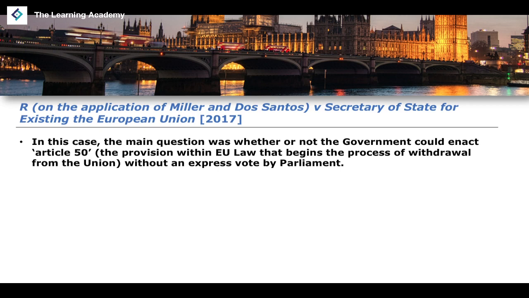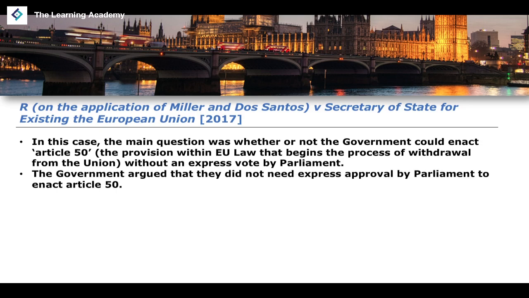Now, one argument was that they could, because they had reference to the fact that they had the EU referendum in 2016, and that made it clear that they had the mandate to pass Article 50 without requiring a further mandate by Parliament. But we know that referenda are not binding onto Parliament and are not binding in law, so it becomes a little bit more complicated. The government argued that they did not need express approval by Parliament to pass Article 50.